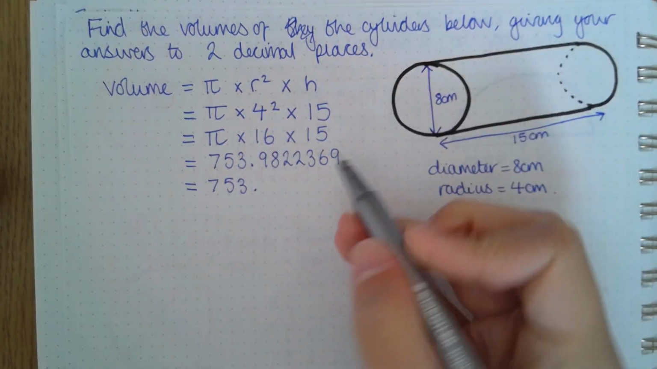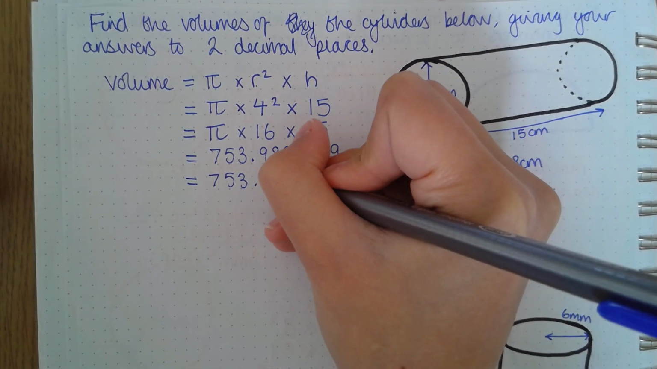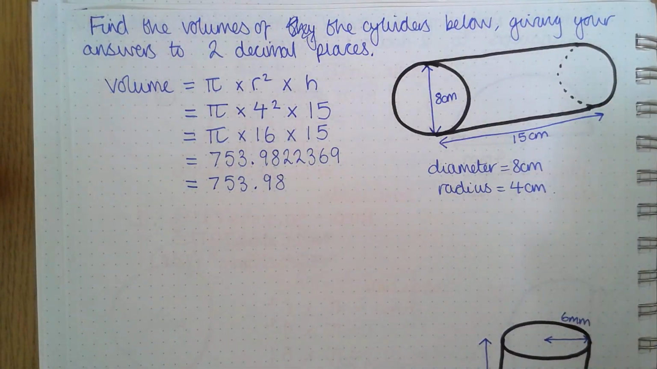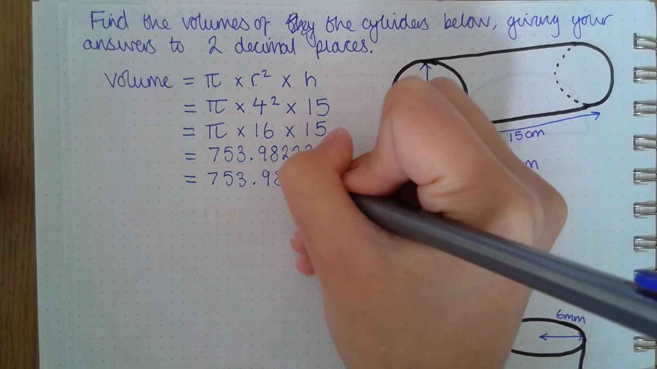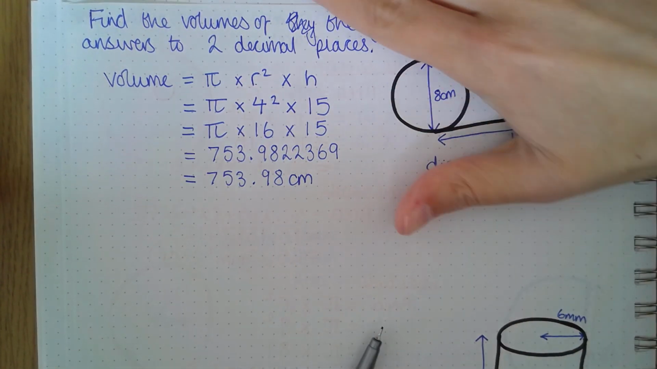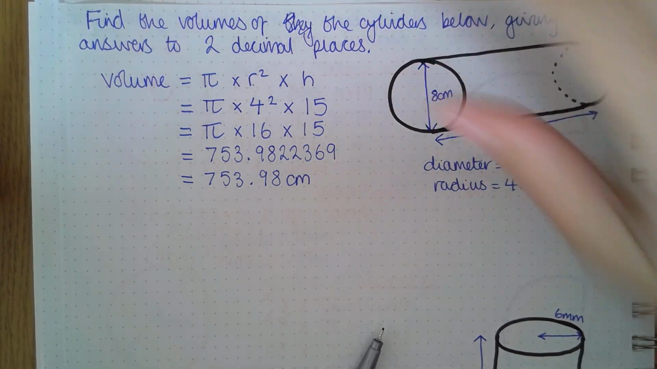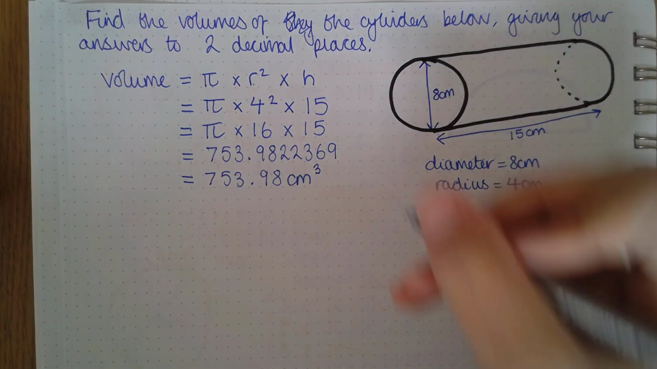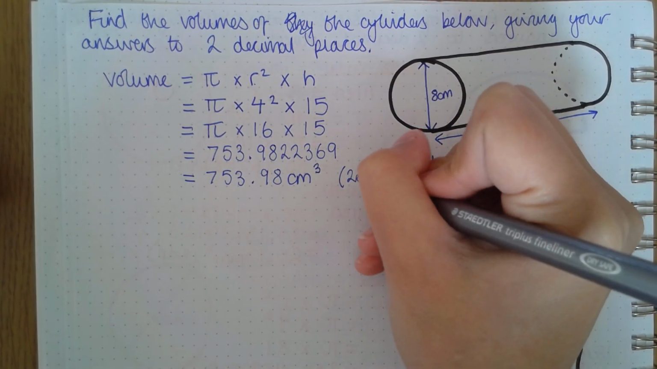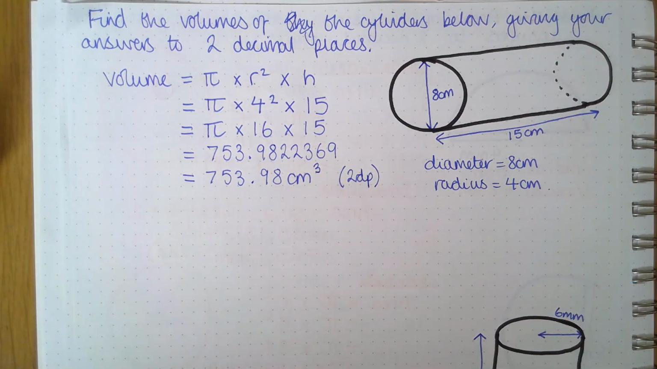I then need to change that to 2 decimal places, so 753 point, the 2 makes the 8 stay the same, 98. My units are for volume, so we've got centimeters. Squared is if it's 2D, so cubed is if it's 3D, so I've got to the power of 3, and don't forget that was to 2 decimal places.